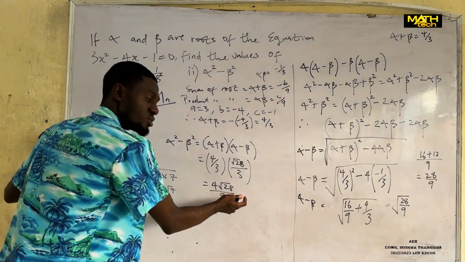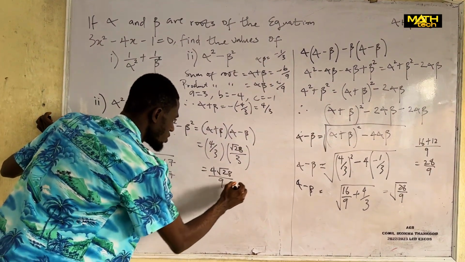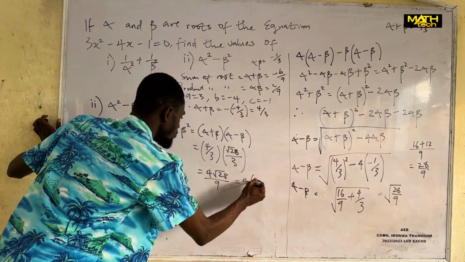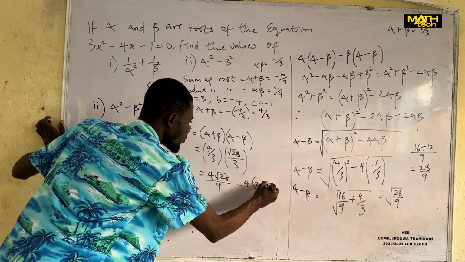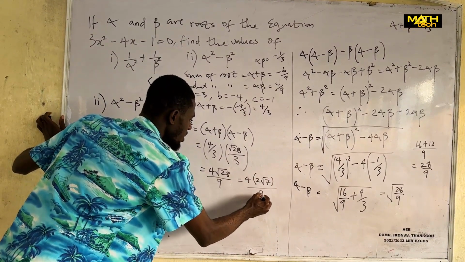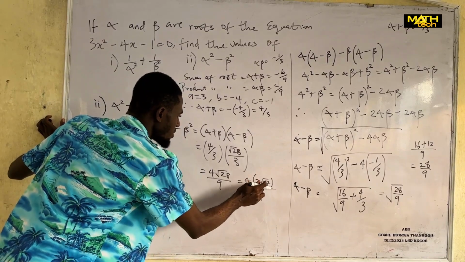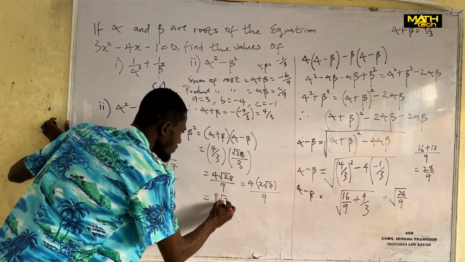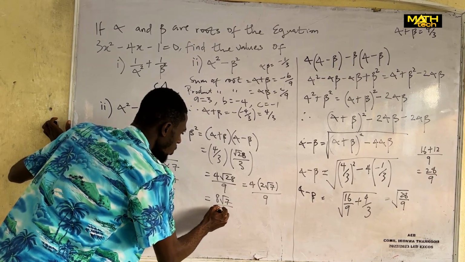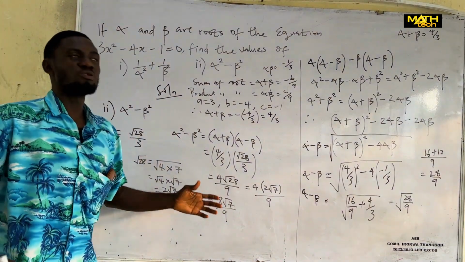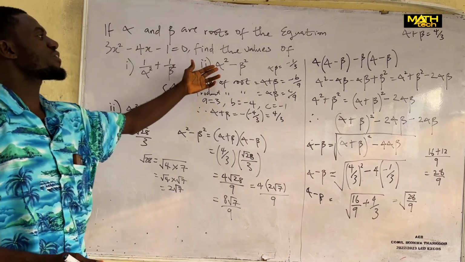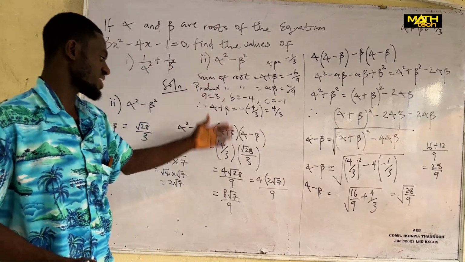So we can have here 4 into 2 square root of 7 all over 9. So 4 times 2 here gives us 8. So we'll be having 8 square root of 7 all over 9. So this is the value for alpha square minus beta square.